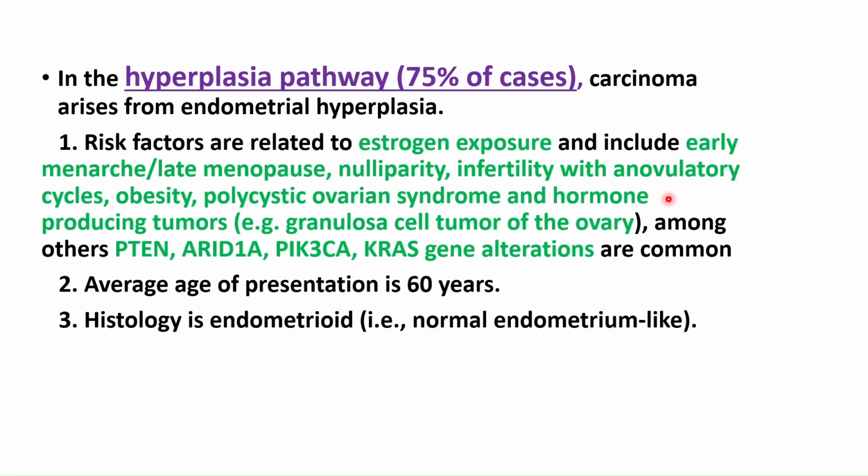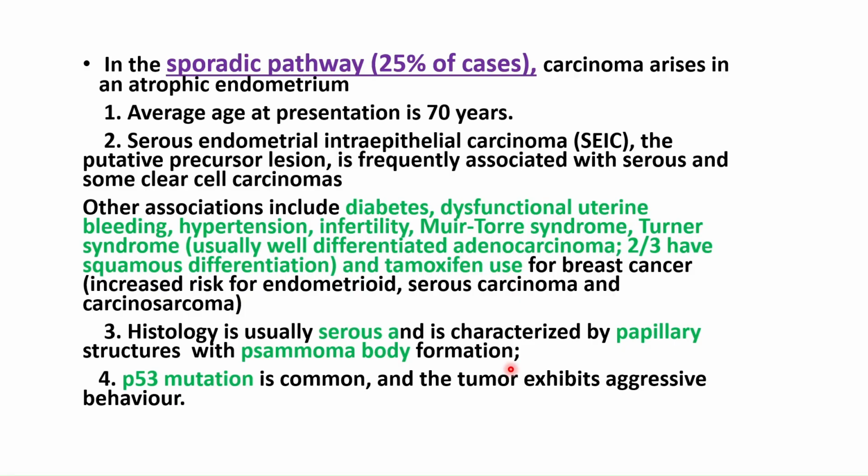Risk factors include early menarche, late menopause, nulliparity, infertility with anovulatory cycles, obesity, PCOD, hormone-producing tumors like granulosa cell tumor of the ovary, and some genetic alterations. The average age of presentation is 60 years, and the histology is similar to normal endometrium, so it is called endometrioid carcinoma. Second, less common, is the sporadic pathway, and it arises in atrophic endometrium.